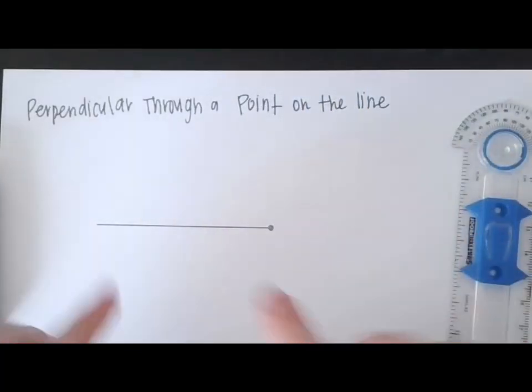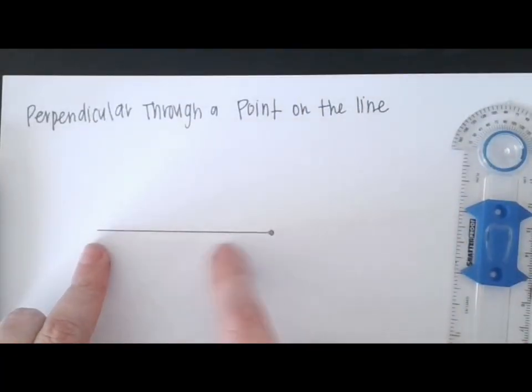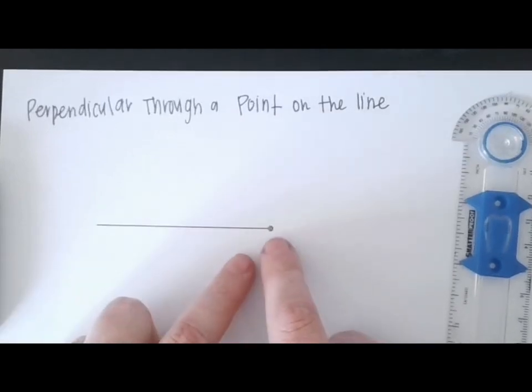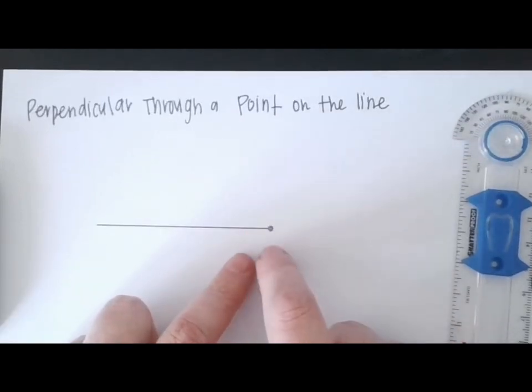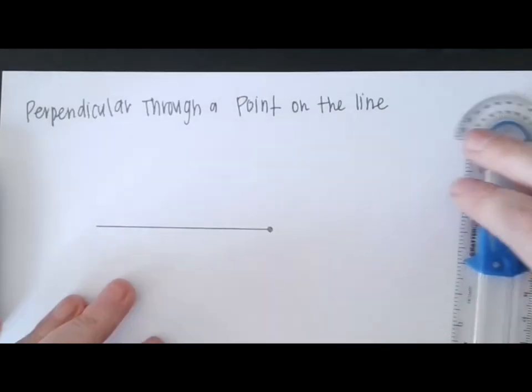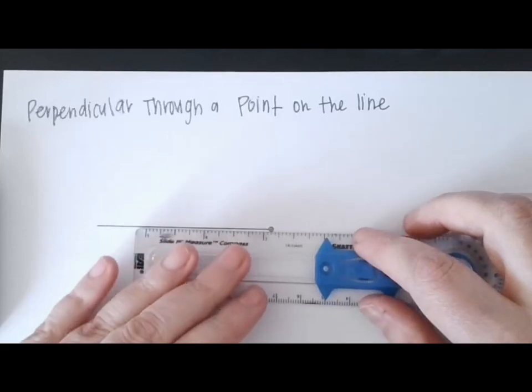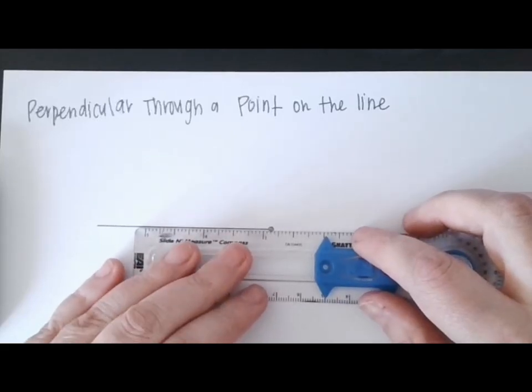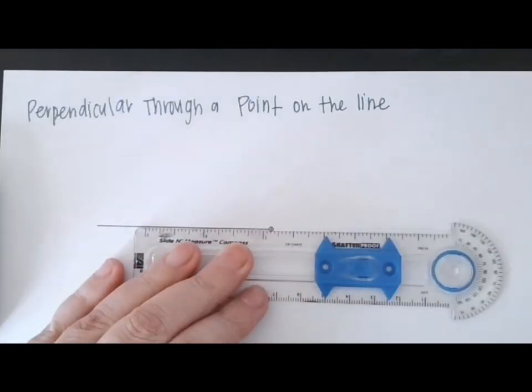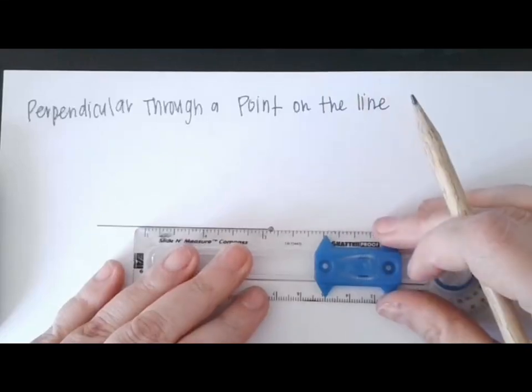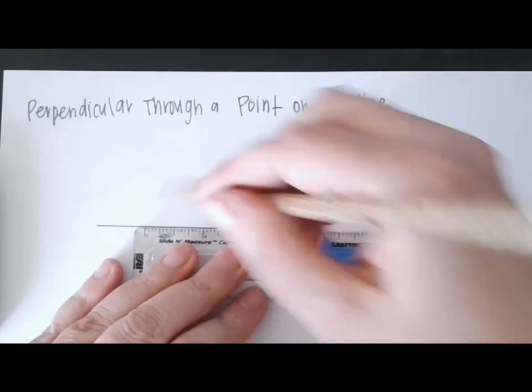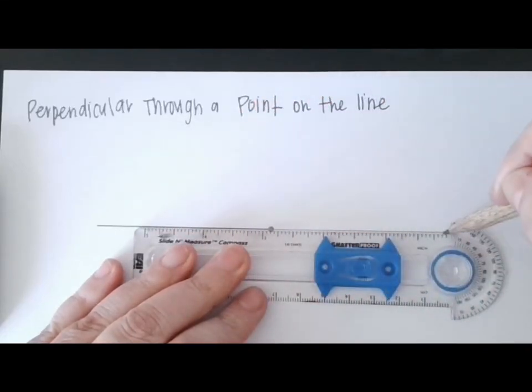So I have this line right here, and I have a point that's on the line. It could be anywhere on the line, but a lot of times when we're using this, we want to have it be one of the endpoints of my line segment. So what I want to do is go and extend this line to go beyond the given line segment. I just want to make sure that's lined up. Draw myself a line.